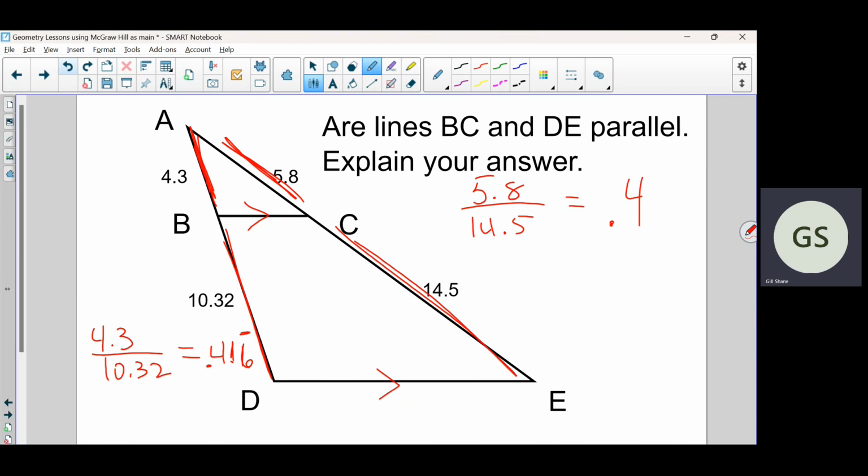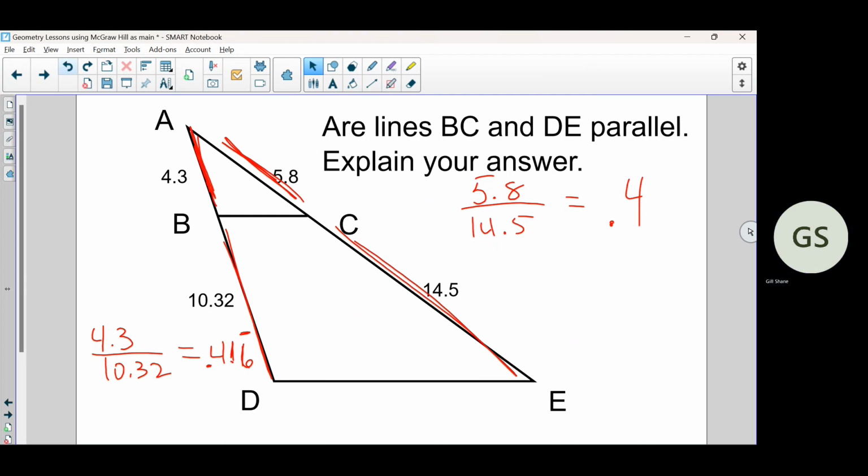So again, if the proportion was the same, those lines would be parallel. The proportions were not the same, so those are not parallel lines. We cannot say they're parallel. All right, any questions on that? I'll give you another one still with the same exact figure, same exact concept. It's just the other type of problem you'll see on the quiz.